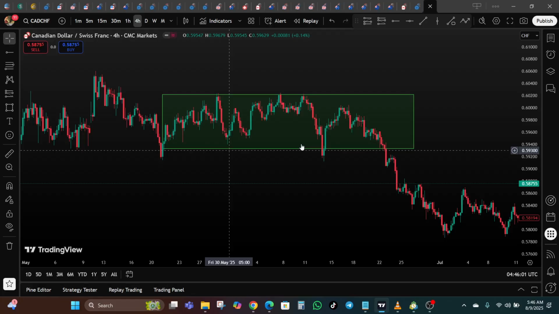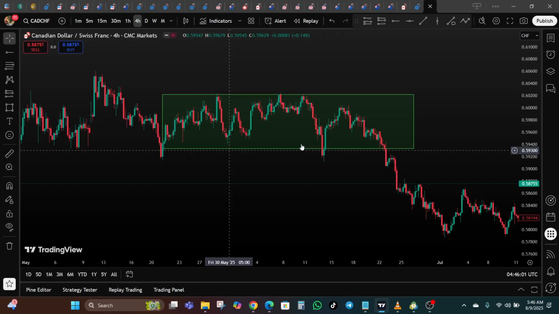Yeah, it's true that sometimes you might have a false breakout, like what happened here. You can see that this was a false breakout, but then eventually we had a legit breakout here. But just mark out the first two rejections on the downside, the first two rejections on the upside. That gives you your resistance and your support.